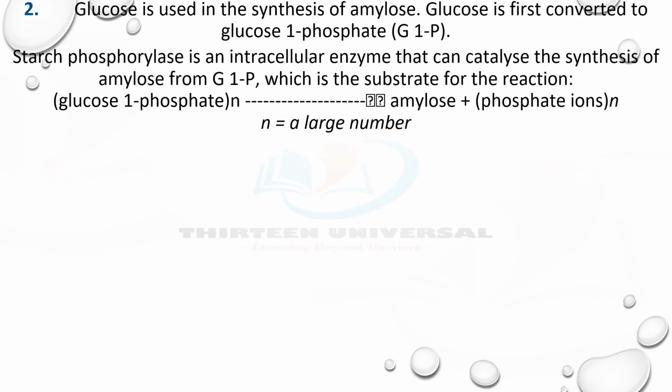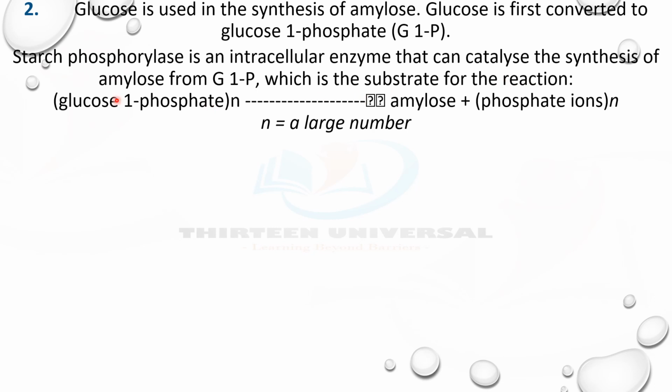No side effects. Okay, this is question 2. Now this question 2, I think, is on biological molecules. It says glucose is used in the synthesis of amylose. Glucose is first converted to glucose 1-phosphate, G1P. Starch phosphorylase is an intracellular enzyme that can catalyze the synthesis of amylose from G1P, which is the substrate for the reaction.